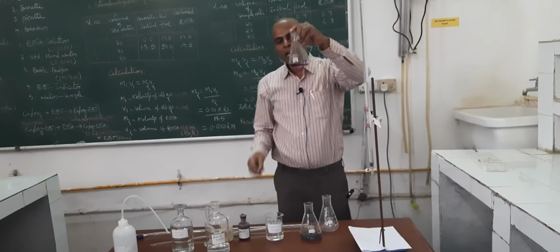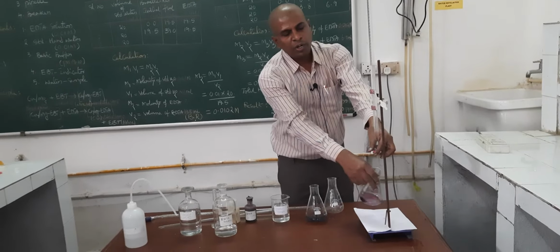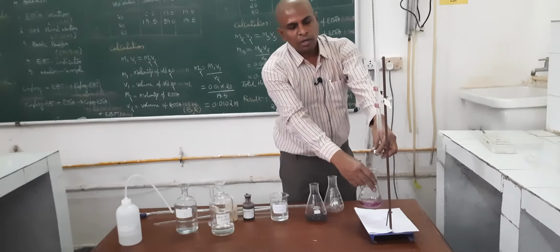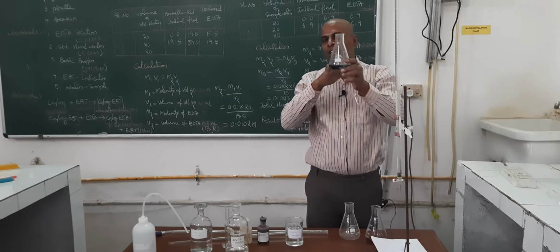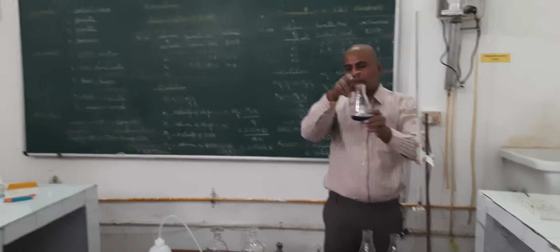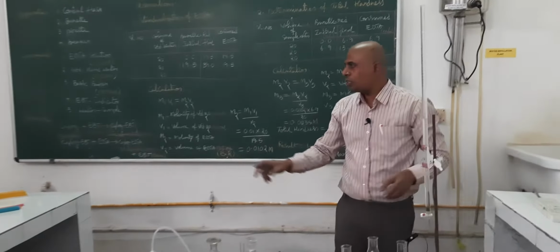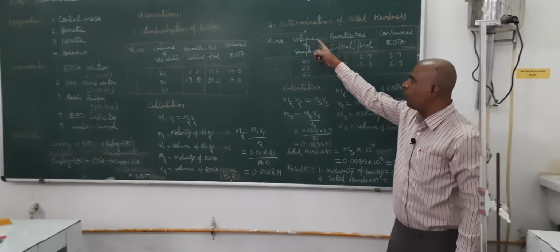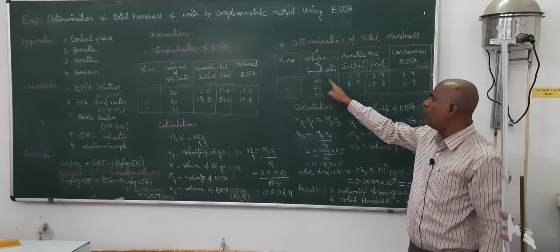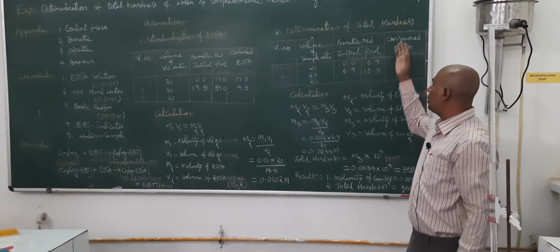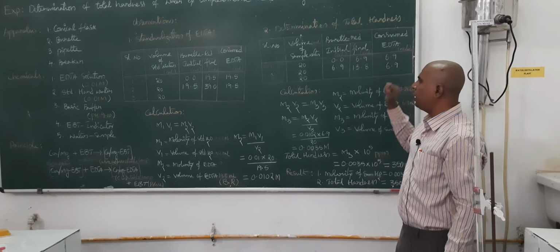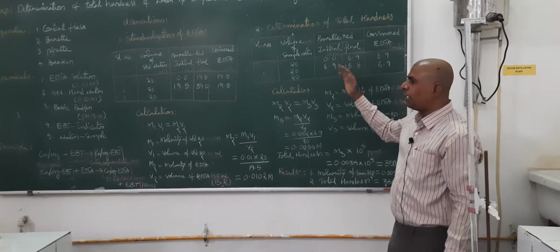Whenever you titrate with EDTA, the color we are getting is blue. Whenever blue color appears, we stop the titration. Whenever you stop, we note the readings in the tabular column. The volume of sample water we take is 20 ml, the initial reading is 0, and the final is 6.9. So the consumed volume is 6.9. We will continue for the second titration.